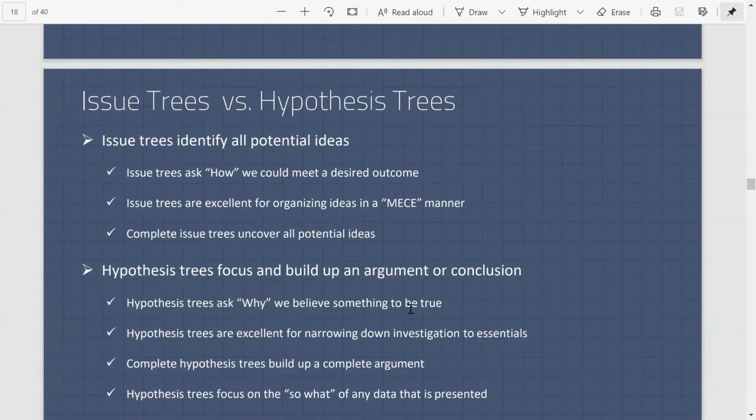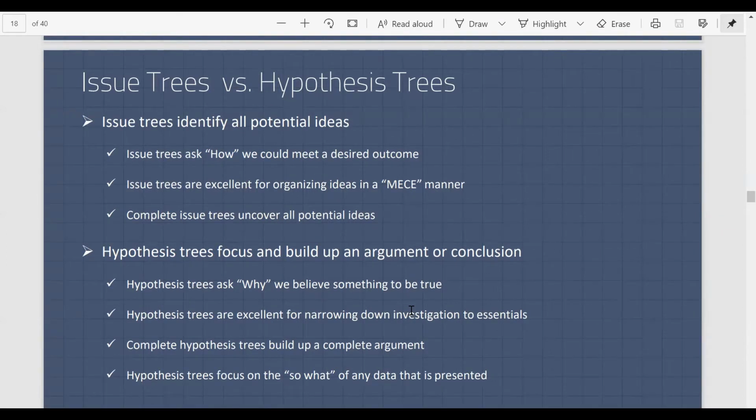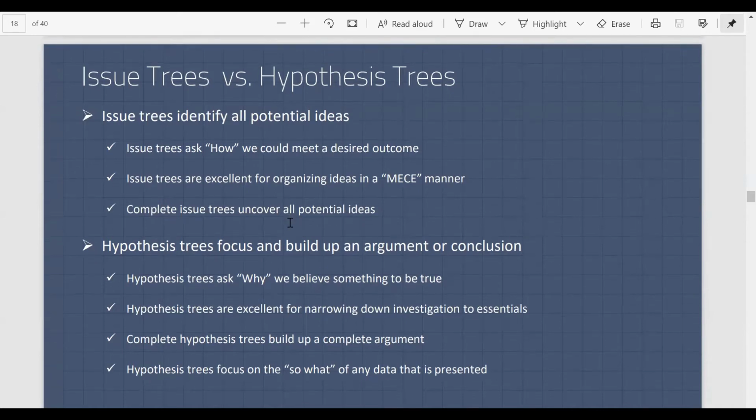So an issue tree, as you saw, was to break the problem down. A hypothesis tree will be to create an assumption around the solution and then prove why a particular solution is what we are choosing. It's basically the answer to the leadership when they ask you, why are you choosing this particular solution? Why do you think this will work out?